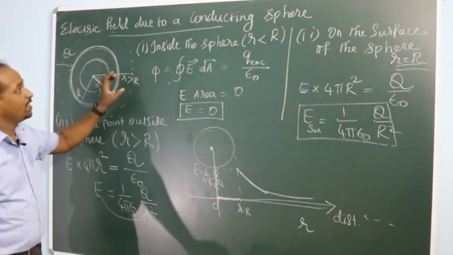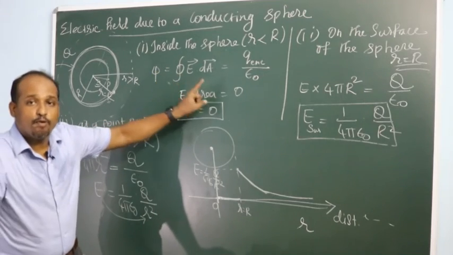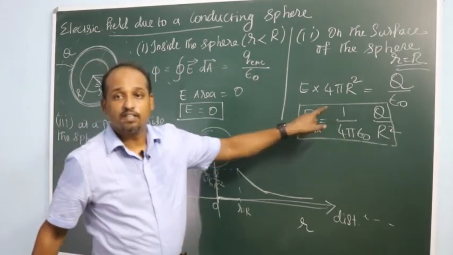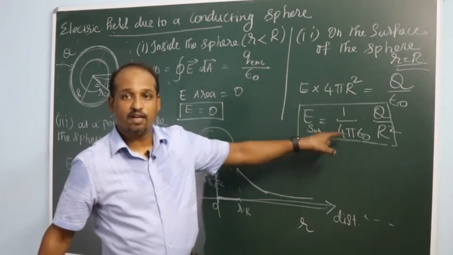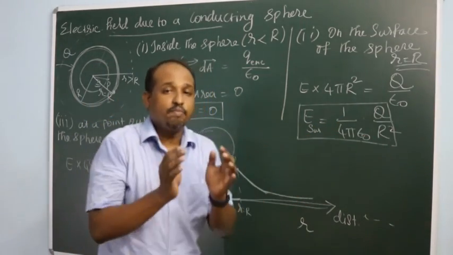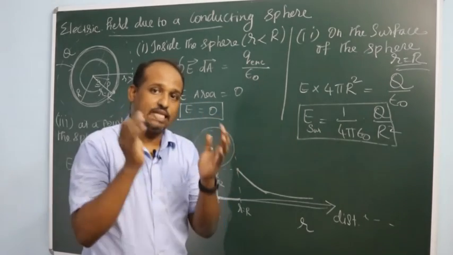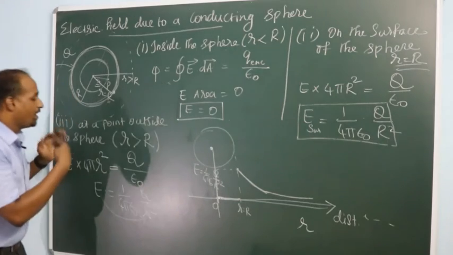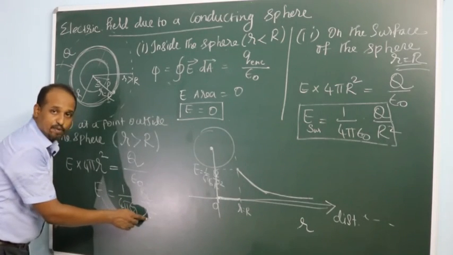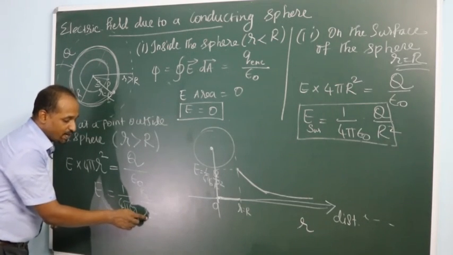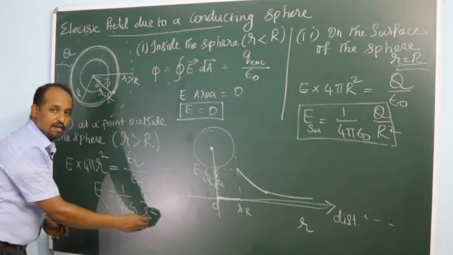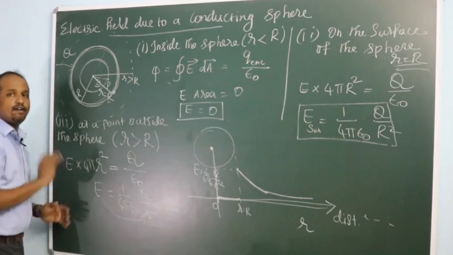So for the electric field due to a conducting sphere, at all points inside the conducting sphere, the electric field is 0. At a point on the surface it is constant, equal to 1 by 4 pi epsilon naught Q by R square. That means the sphere behaves as if the entire charge is concentrated at the center, and at any point outside the sphere, the electric field is inversely proportional to r square. Whatever the distance, 2 meter, 3 meter, 4 meter, you just need to substitute and find out.